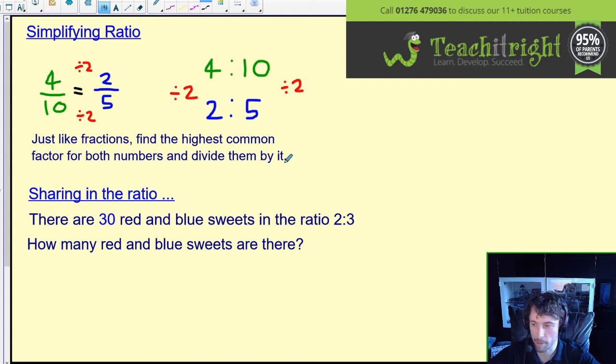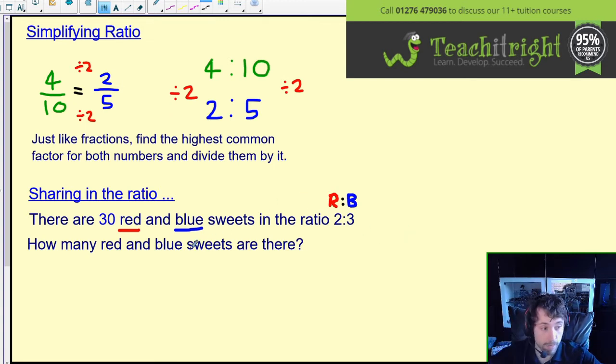And let me talk to you a bit about what shares are. Well, first and foremost, there's some number of red sweets and some number of blue sweets. The order they appear in the text actually matters an awful lot. The fact that they said red first means that the 2 is the number of red shares, and the 3 is the number of blue shares. And it would obviously make a big difference if I swapped the red and blue round. It would mean I suddenly had more red or fewer blue.